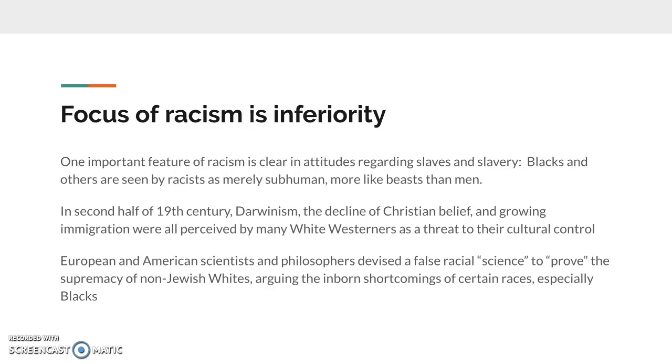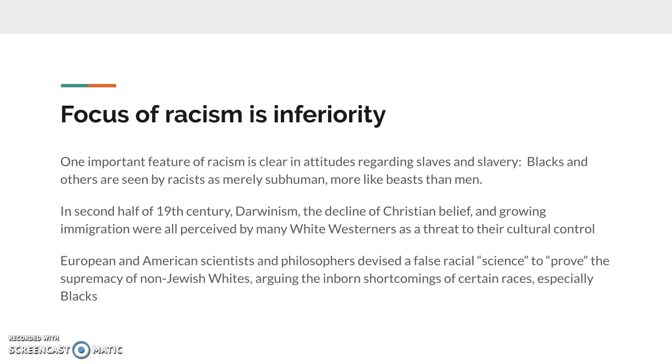And so in the second half of the 19th century, Darwinism, the decline in Christian belief, and more interest in the scientific origins of humans, and the growing immigration of different people from all over the world coming to the Western nations, primarily here, we're going to concentrate here in the U.S., were all perceived by many white Westerners as a threat to their cultural control. And so this is what led, I don't know what led, but they happened around the same time, and it reinforced this belief that people who were not white Westerners were not fully human.